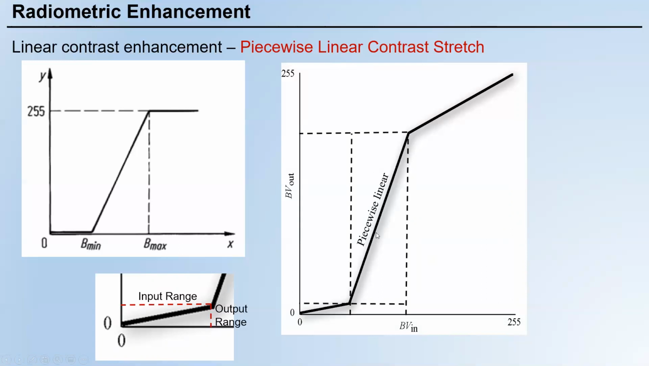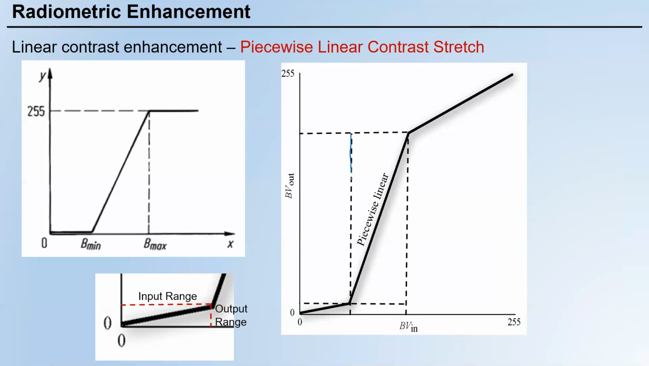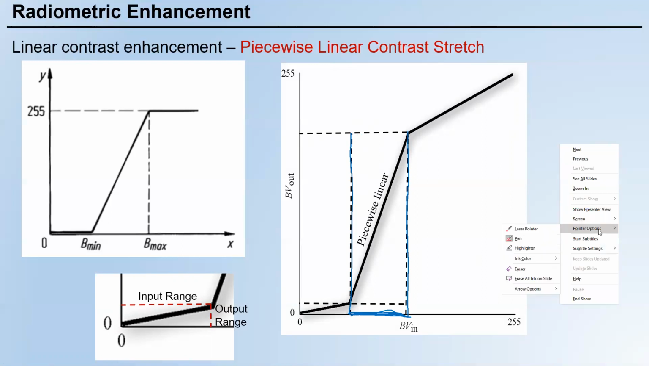Okay, for the second segment, let me use this pointer again, this pen again. For the second segment, this is the input range, right? Between these two blue lines, right? It's relatively narrow, right? This is the input range. This is the input range for the second segment. But where is the output range for the second segment? It's right here.